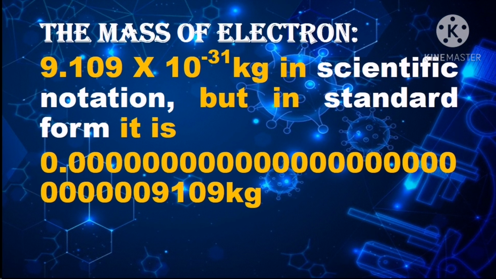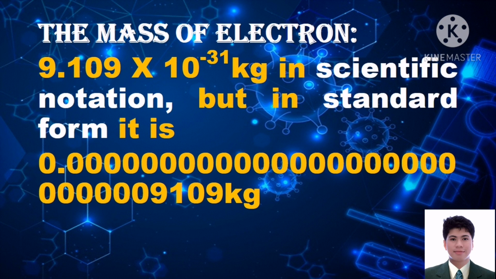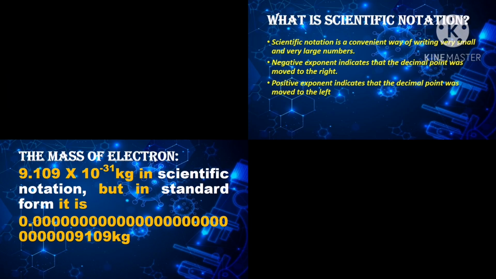The mass of an electron is 9.109 times 10 raised to negative 31 kilogram in scientific notation. But in standard notation, it is 0.0000000000000009109 kilogram.